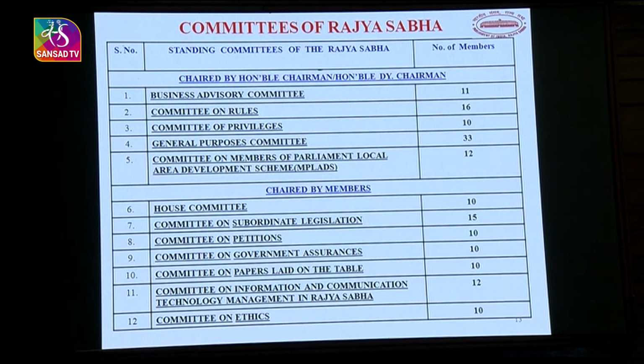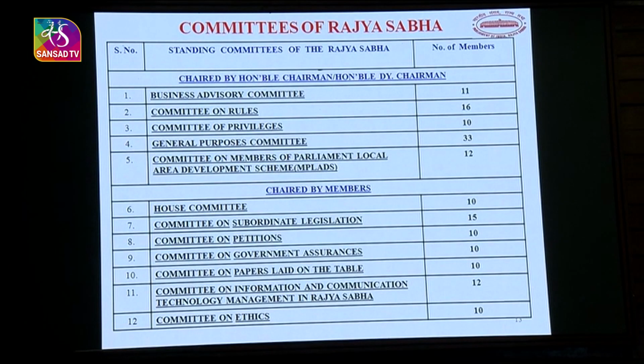Committee on rules is there, then committee of privileges in case of any matters concerning the breach of privilege of the honorable members. This is the committee which deals with it. We have a general purposes committee which deals with the rules and procedure of the house, and any changes to be brought in are to be considered by this committee.